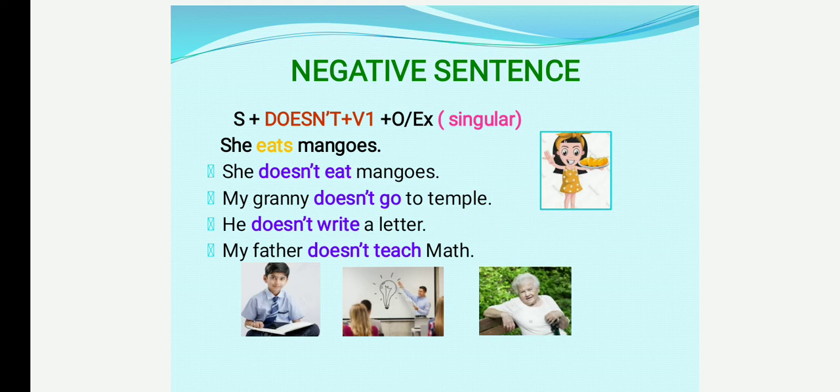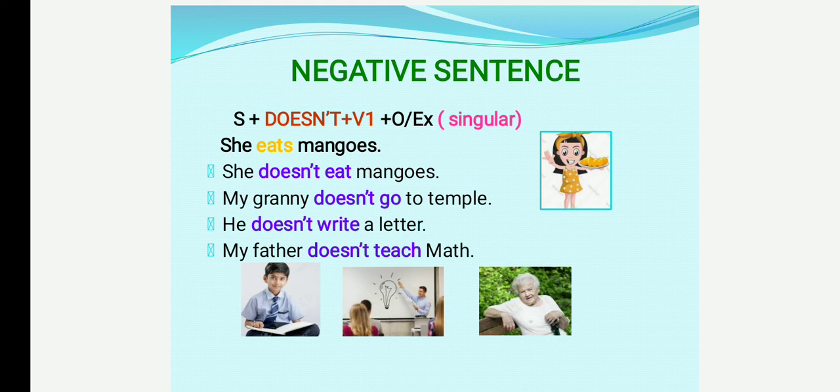Look at this second picture. In which subject can we learn about light? It is in science. So, my father doesn't teach math. That means my father is not teaching the math subject. He is teaching physics. He is a physics teacher. Look, the granny is sitting in the park. So my granny doesn't go to the temple. She is at the park, she is not at the temple.